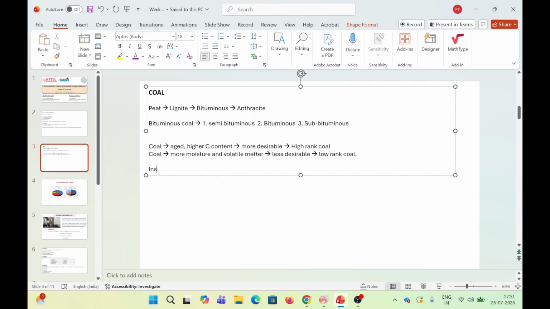So now we know that if a coal has more carbon content, it is a high rank coal and is more desirable because it produces more energy. However, if a coal has more moisture and volatile matter, then it is less desirable and is a low rank coal, because the amount of energy produced from it is going to be less. Now we talk about the origin of coal. Based on the origin of coal, there are totally two theories that have been proposed. The first one is the in situ theory, and the second one is the drift theory.